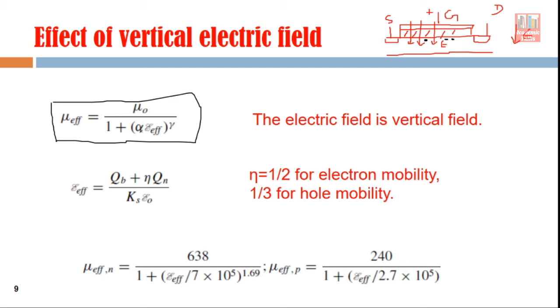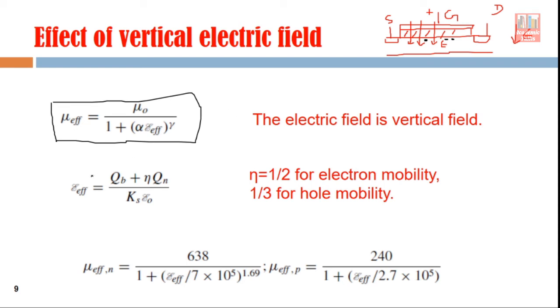So this alpha term is there. This alpha is constant, and this gamma is also constant. You see here, if this vertical electric field increases, this denominator part increases, so effective mobility decreases. So from this mathematical expression also you can see that an increase in the vertical electric field decreases the mobility of free carriers in the channel, right?